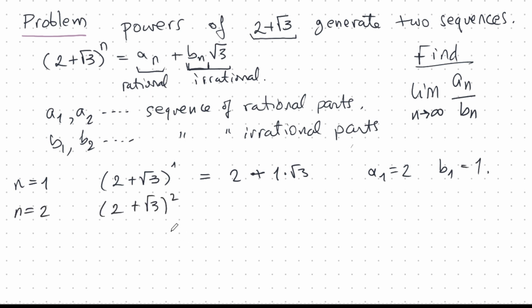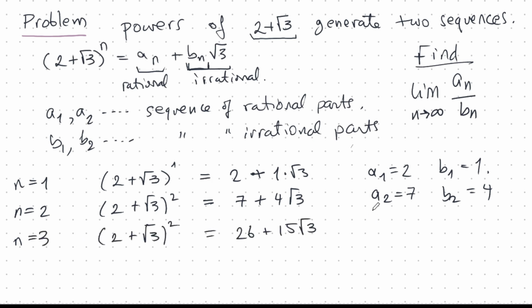When n is 2, I square this. I work out the arithmetic. I get 7 plus 4 root 3. So a2 is 7 and b2 is 4. Let's do one more. N is 3. I get 26 plus 15 root 3. So a3 is 26. b3 is 15. Okay, you see what's going on here. I'm generating my sequence of a's here. And also at the same time, I'm generating a sequence of b's here.